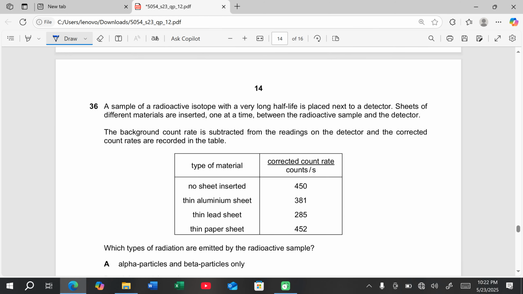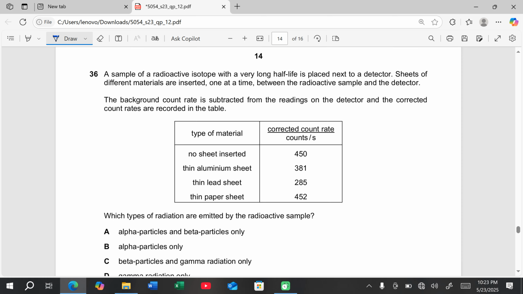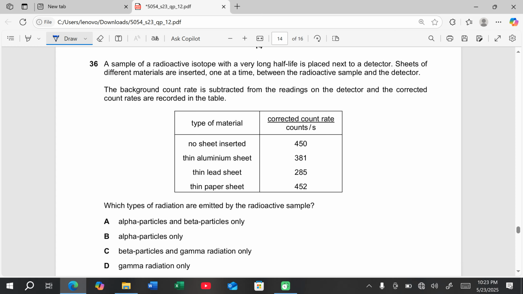A sample of radioactive isotope has a very long half-life. It is placed next to a detector. Sheets of different materials are inserted one at a time between the radioactive sample and the detector. The background count is subtracted from the reading on the detector, and the corrected count rates are recorded in the table. When no sheet is inserted, it was 450. Thin aluminum sheet, it was 380. Thin lead sheet, it's 285. Thin paper sheet, it is 552.